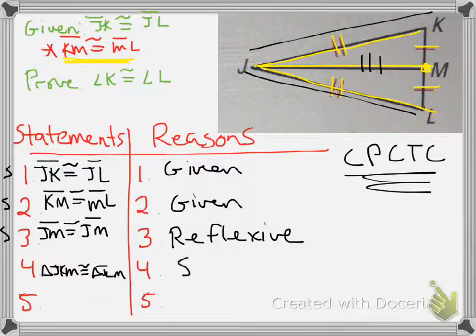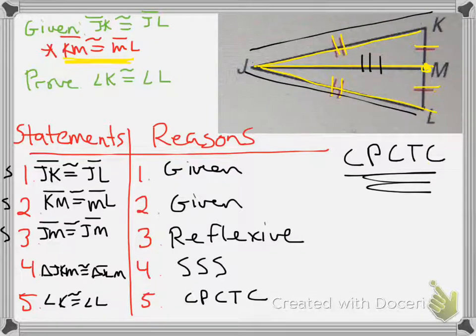And we know that by side, side, side. Now we can go one step further. Now that we have that these two triangles are congruent, so if we know that all of their sides are congruent, we also must know that their angles are congruent. So then we can say that angle K is congruent to angle L by CPCTC. Corresponding parts of congruent triangles are congruent.